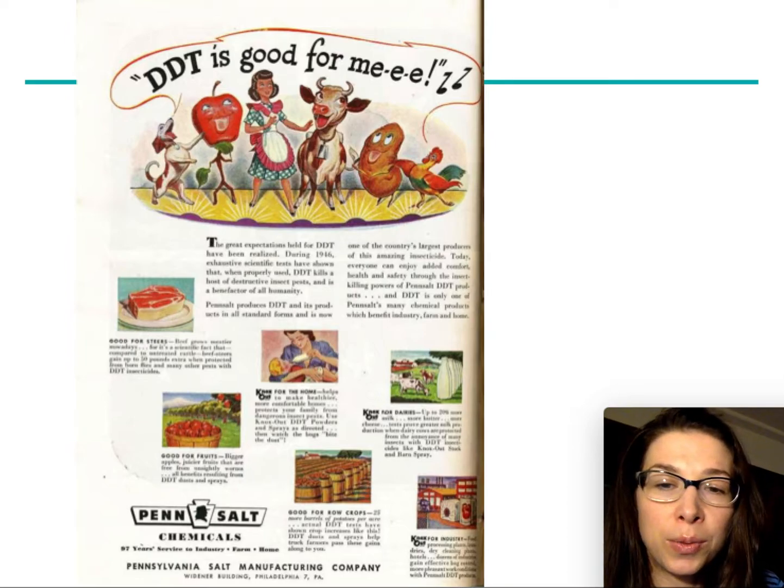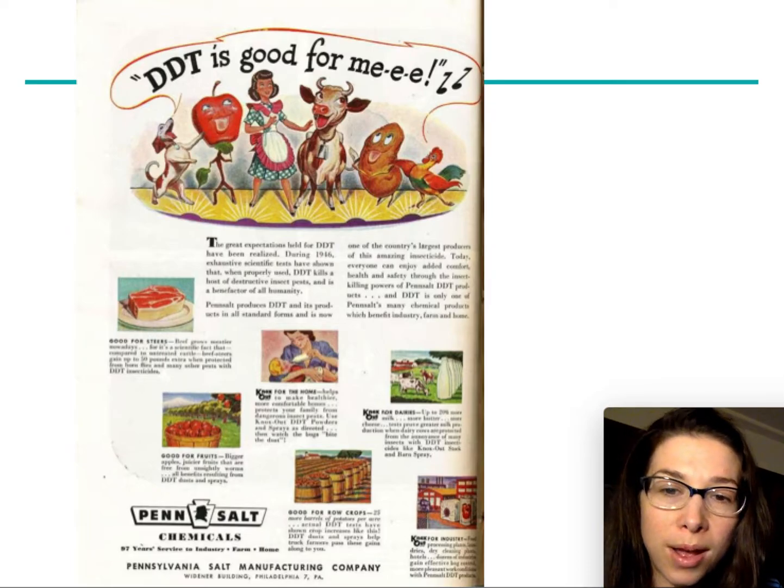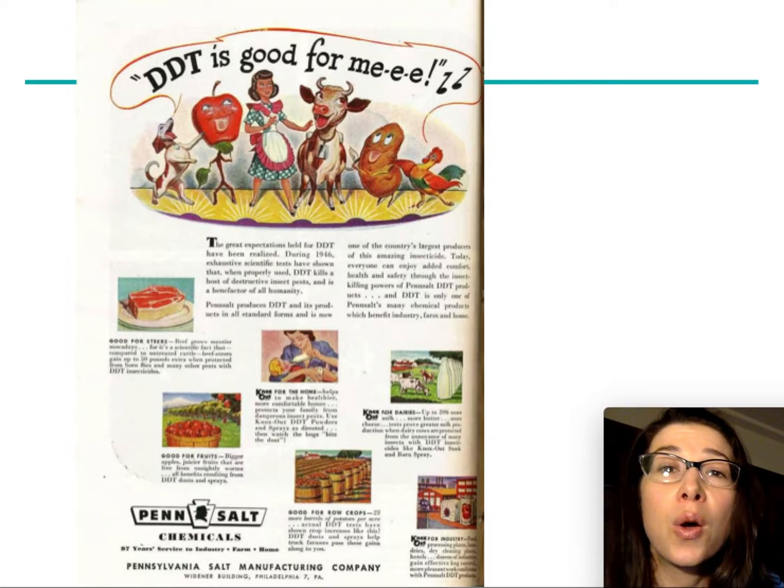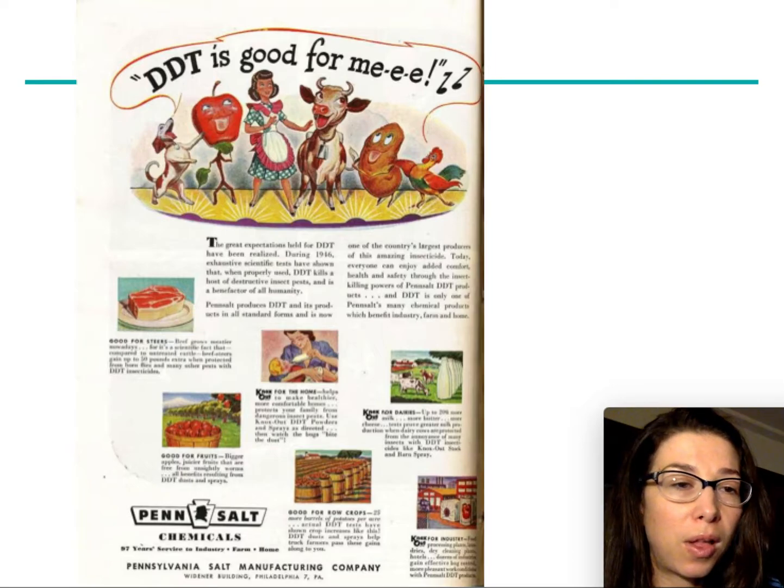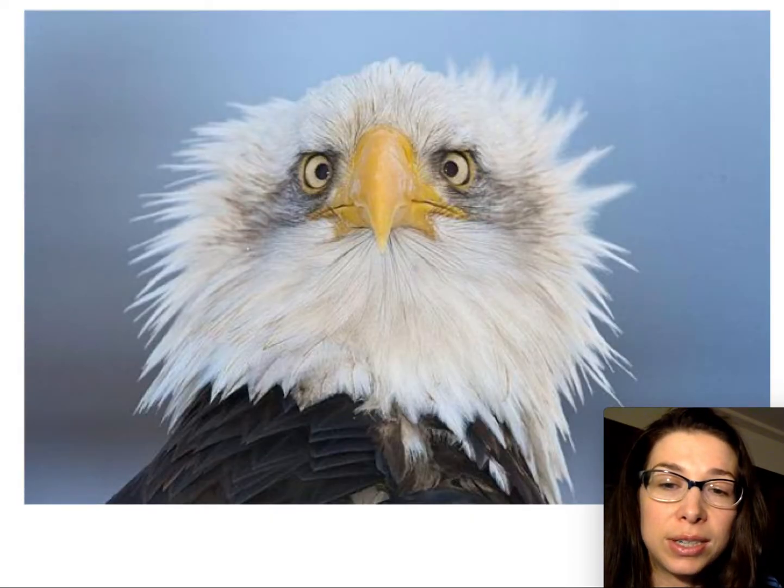So, one of the initial reasons people decided that DDT was very negative and worth banning was because it was affecting what is somewhat of an American symbol, the bald eagle.